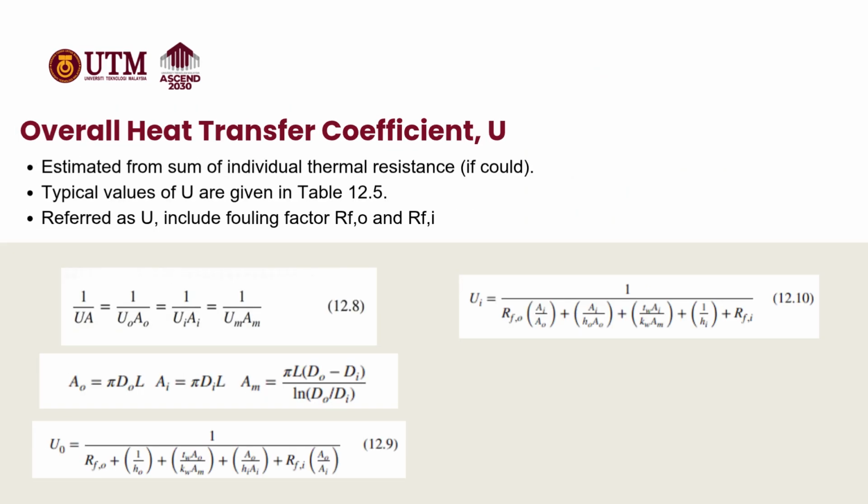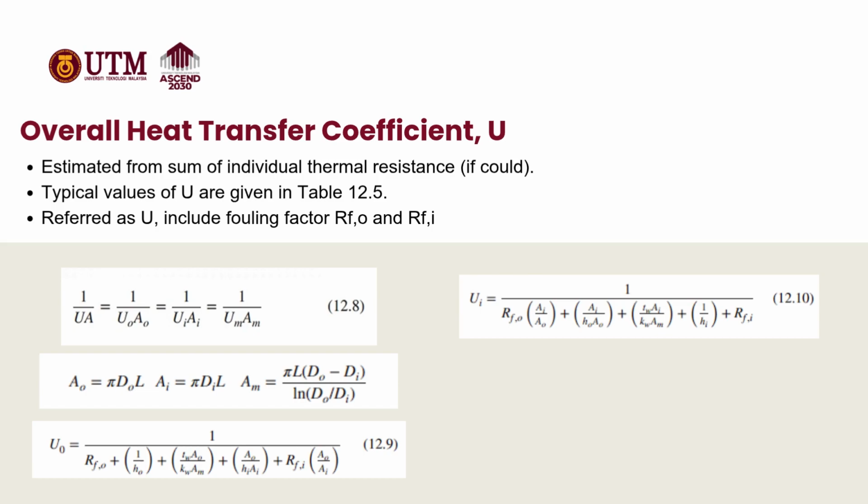Moving on to the overall heat transfer coefficient U. U is estimated from the sum of all individual thermal resistances. In practice, we don't always calculate every resistance from scratch. Instead, we use typical values of U given in Table 12.5 in the textbook. The U values in that table already include the following factors: RFO for the outer side and RFI for the inner side. So the U values are ready for real design.